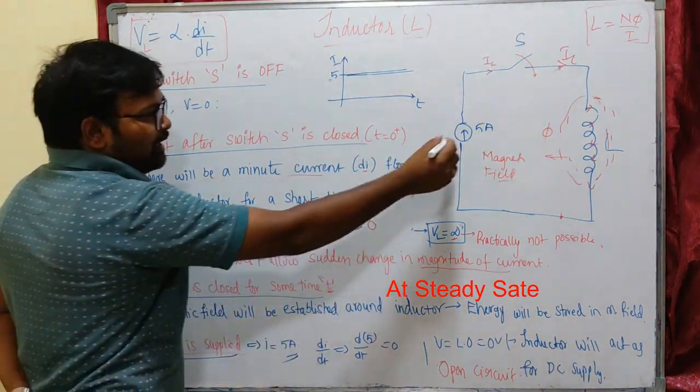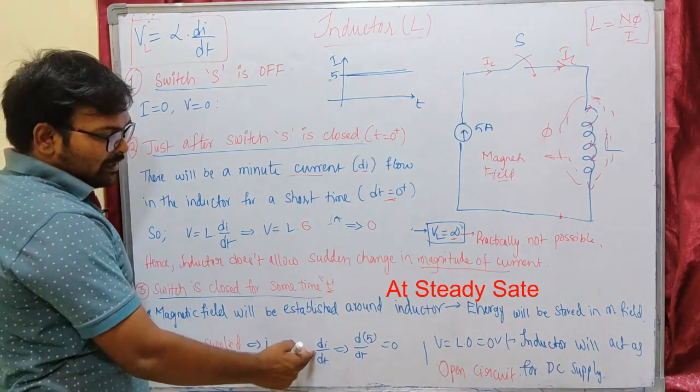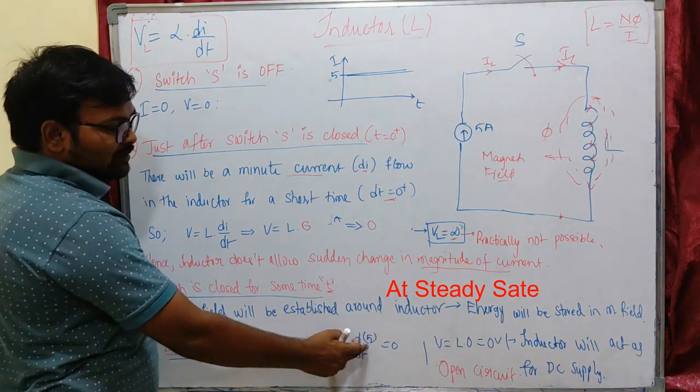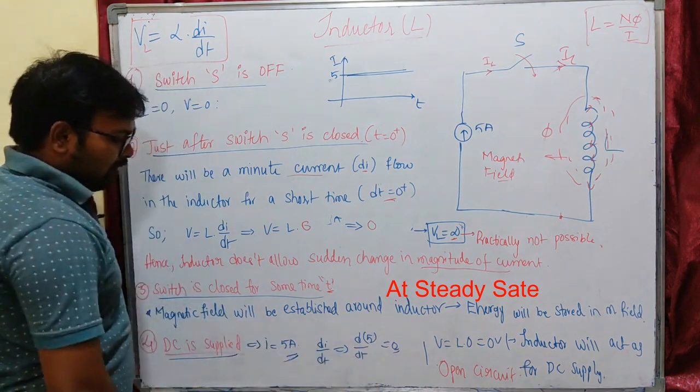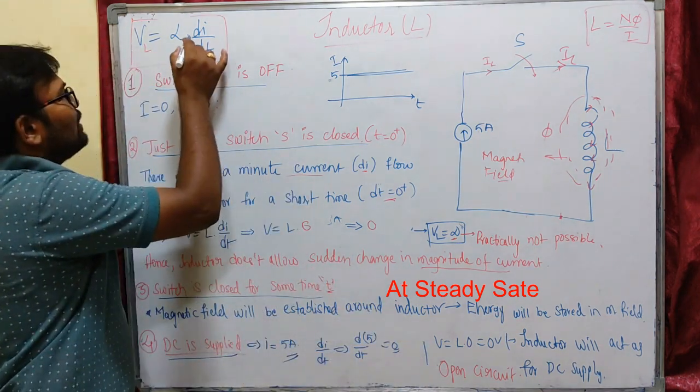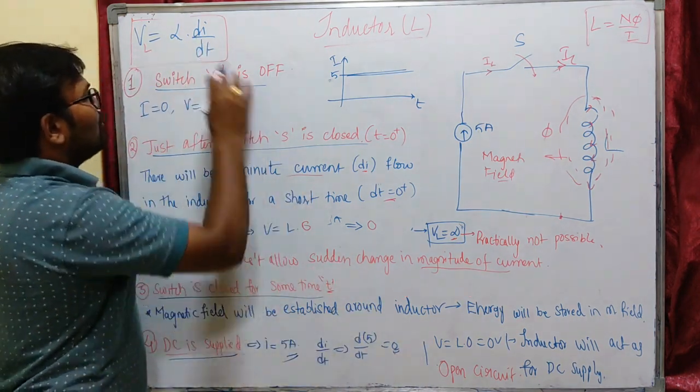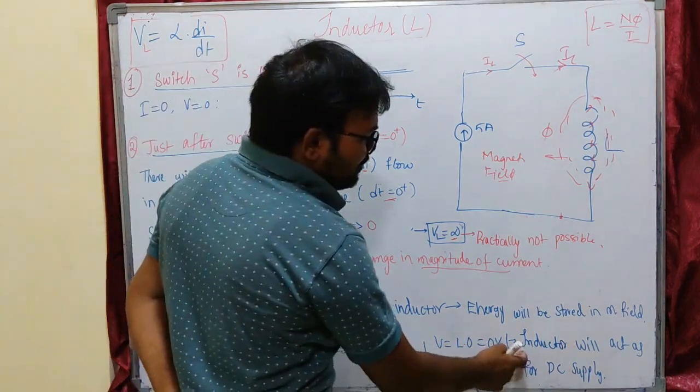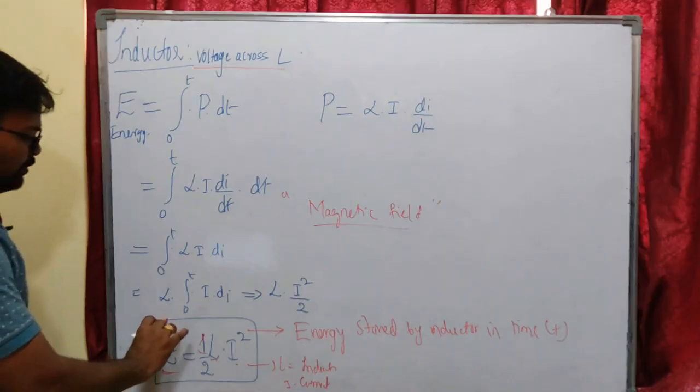So I am going to apply a 5 ampere current to our inductor. Now what is happening? dI by dt will become d of 5 by dt. For a constant, the derivative is 0. So our voltage V will be L into dI by dt, which is 0 here. That will become 0. That means the voltage across the inductor will be 0. We will be doing some problems on this.